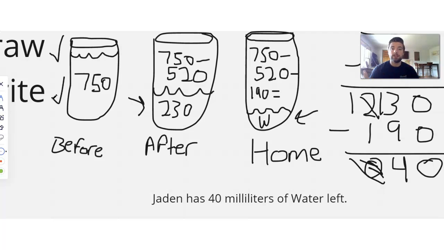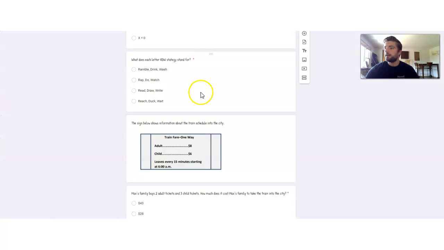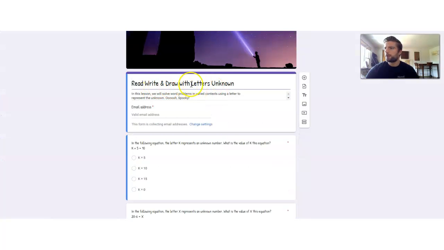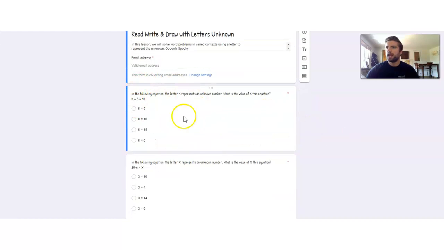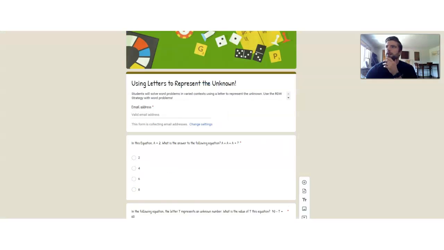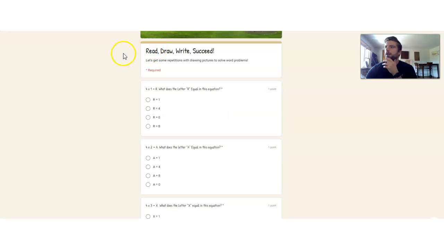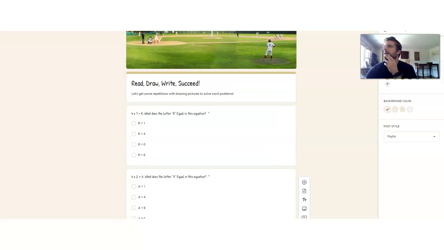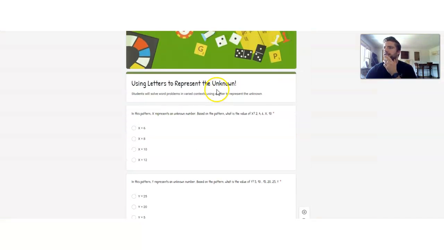All right, so we're going to cut it off there for today. Go try that Google form. This is what that looks like. It's going to say read, write, and draw with letters unknown. And you guys are going to give your best shot. Actually, no, this is not the right one. Hold on. There we go. This is what you guys are going to work on today.